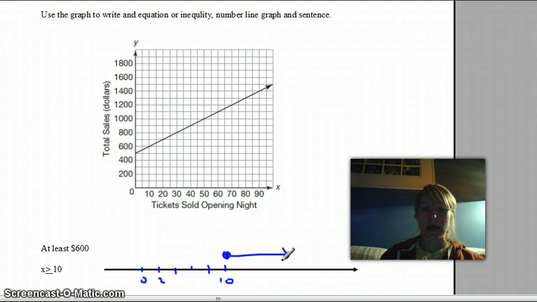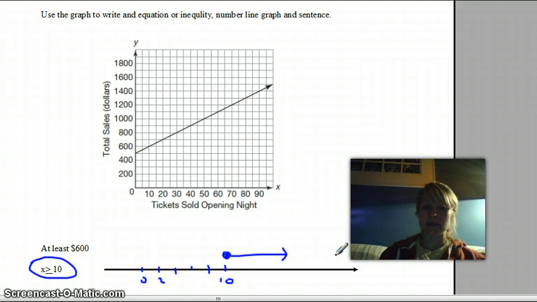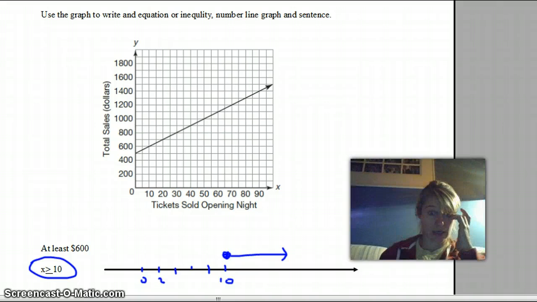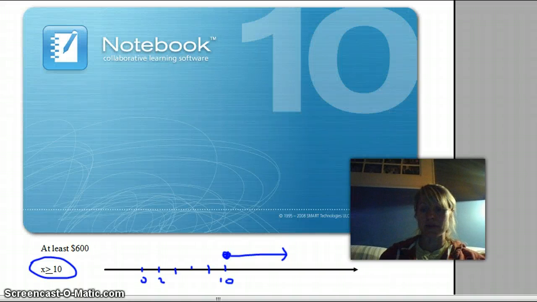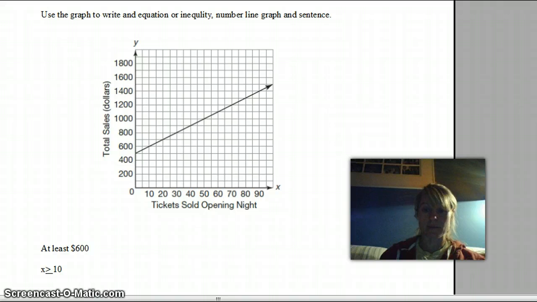So you have to be able to come up with this inequality, and you have to be able to come up with the graph. And then on the test, it'll ask you to write a sentence. So you'll need to say that Elena needs to sell 10 tickets or more to make at least $600. Okay? So that part, I feel like you guys got a pretty good hang on.